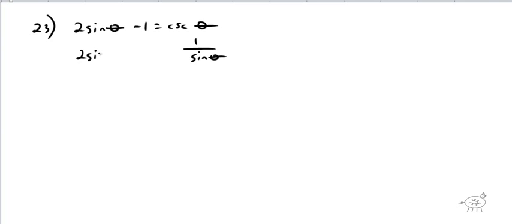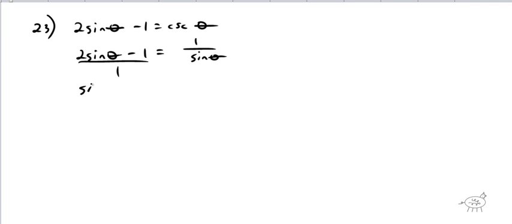So I get 2 sine of theta minus 1 equals that. Then why don't I just cross multiply? I could multiply all sides by sine, but remember, if you multiply by a variable, you introduce a possible extraneous solution, which means you have to check for those. If I cross multiply, I don't have to, since I really didn't do anything to change it. It's actually the same thing as multiplying.